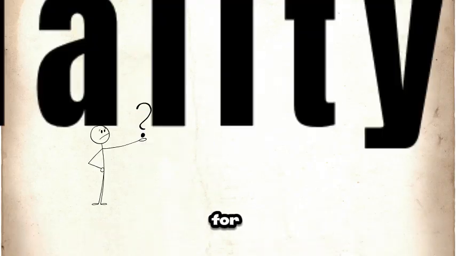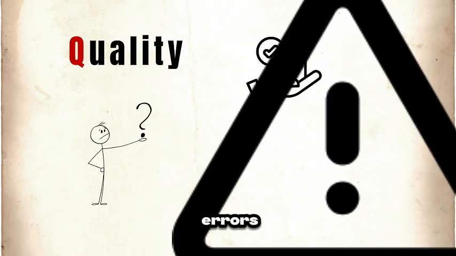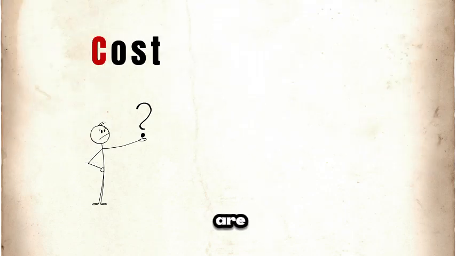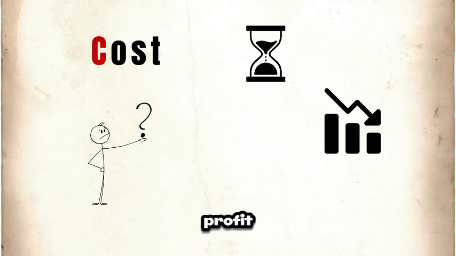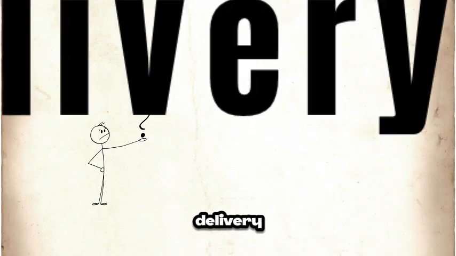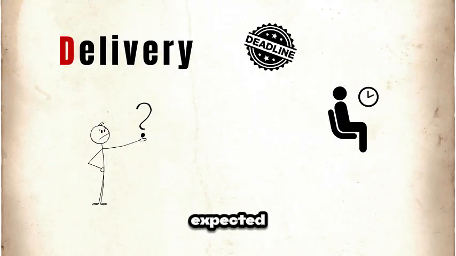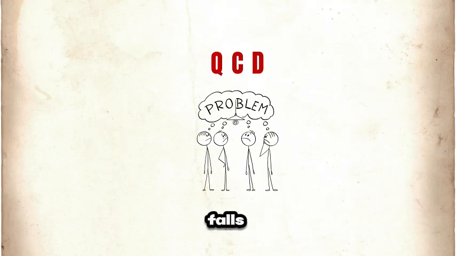QCD stands for quality. Did you deliver what the client expected? Were there errors? Did they have to ask for revisions? Cost. Are you spending more time than you planned? Are revisions eating into your profit? Are you charging too little for the effort required? Delivery. Did you meet the agreed timeline? Did the client wait longer than expected? Were there unnecessary delays? Almost every issue falls into one or more of these three categories.